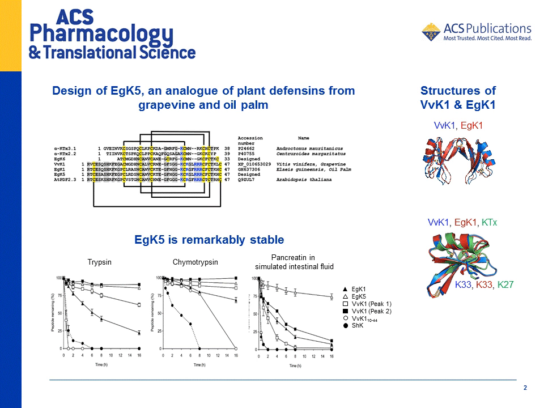EGK5 is remarkably stable, as shown on the bottom left. It is resistant to the proteases trypsin, chymotrypsin, pancreatin, as well as pepsin, not shown. It's stable at pH 2 to 10, and it's stable in human and rat plasma.